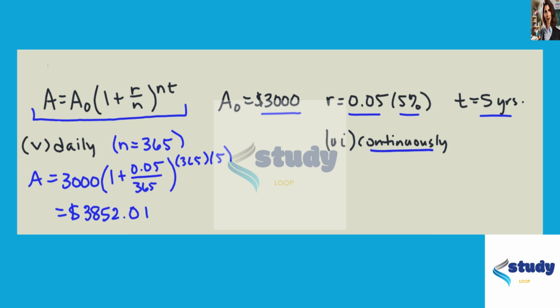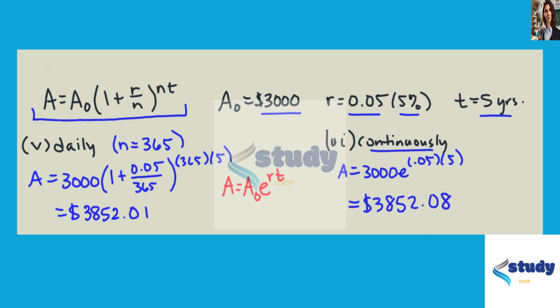And for part 6, we're going to switch to continuously compounded interest. So we have a different model for this. We have A equals A naught times e to the RT. So that's going to be 3,000 times e to the 0.05 times 5. And we end up with $3,852.08. Not a lot more than the previous one, but it's the highest you can get for continuously compounded interest compared to any of the other compoundings.